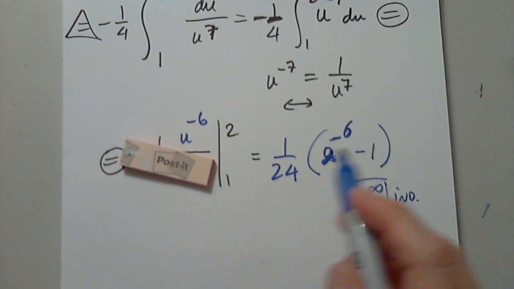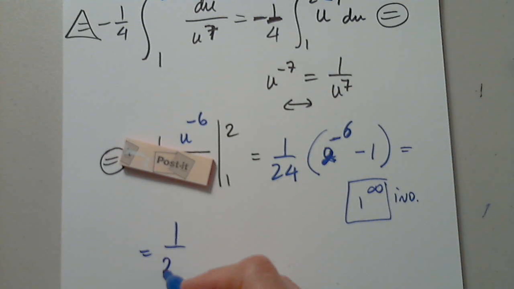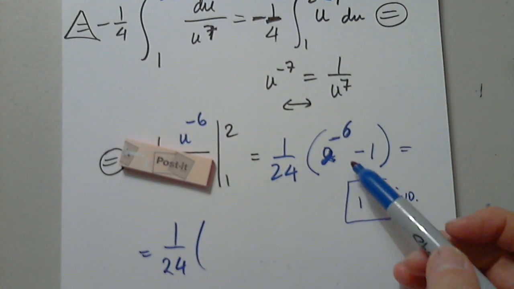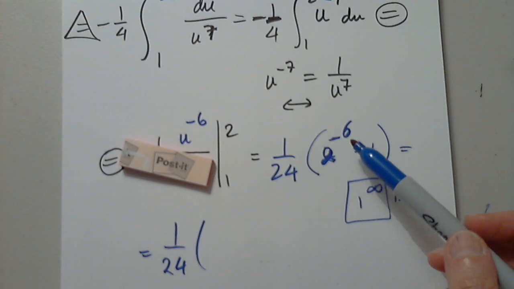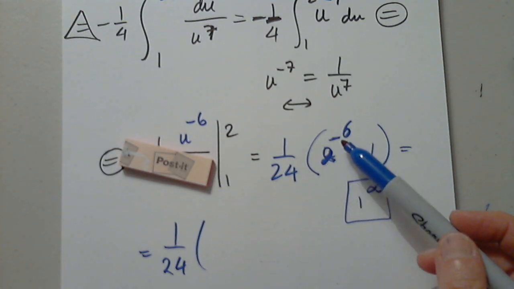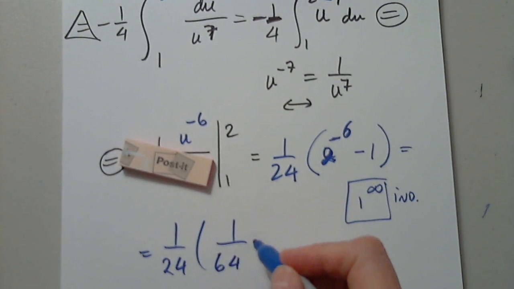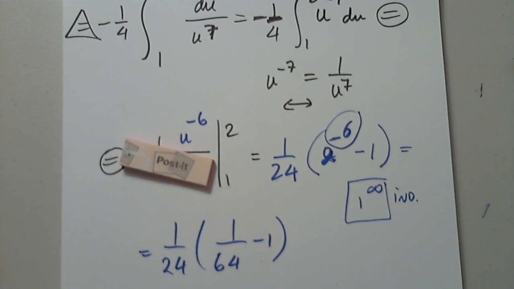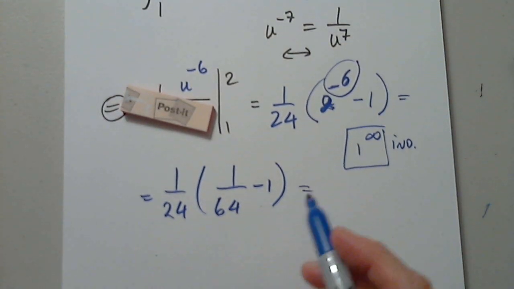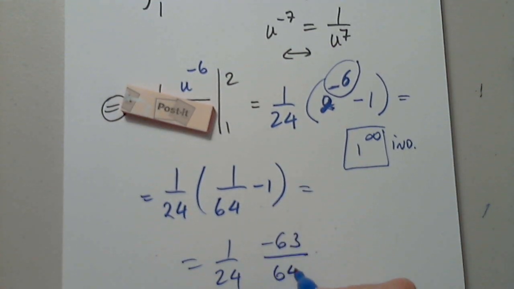Now you can leave it alone, or you can say, well, I don't like a negative power. So 2 to the 6th is 64, right? So 2 to the 5th is 32, 64. So 1 over 64 minus 1. It's 1 over because the power is negative. And you can change this if you'd like as 1 over 24 times 1 minus 64, negative 63 over 64.